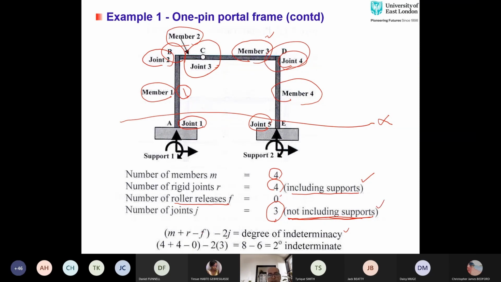Now m plus r minus f. M is number of members, which is 4. R is number of rigid joints, which is 4. F is roller releases. We do not have any roller support. Minus 2 times J, where J is number of joints not including supports. Now this will give me 2. SI, or static indeterminacy, is 2 degrees.